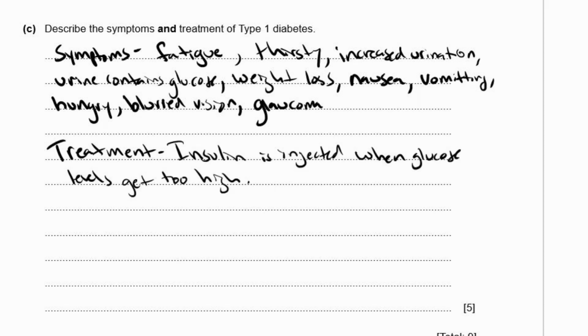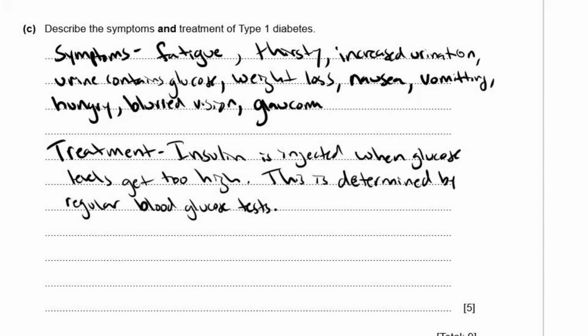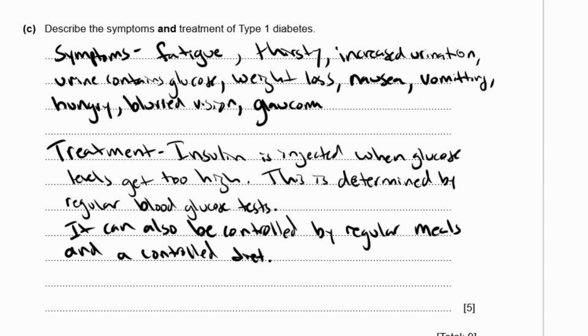They figure out when they're too high by having regular blood glucose tests. This is determined by regular blood glucose tests, multiple times a day. And so that's how it's treated when it gets too high. Another way is that it can be controlled by making sure that the person with type 1 diabetes has regular meals and their diet is controlled. They don't have too much sugar or too little sugar. So it can also be controlled by regular meals and a controlled diet.